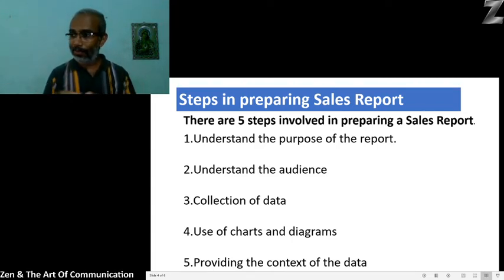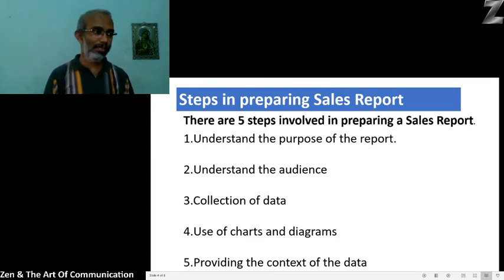You will have to find out the differences between previous year and this year. You will have to explain the reason why sales went down this year. If sales has gone up, you will have to explain to top management what contributed to your sales going up. This is from the point of view of a top management. Your data collection will have to be done accordingly.